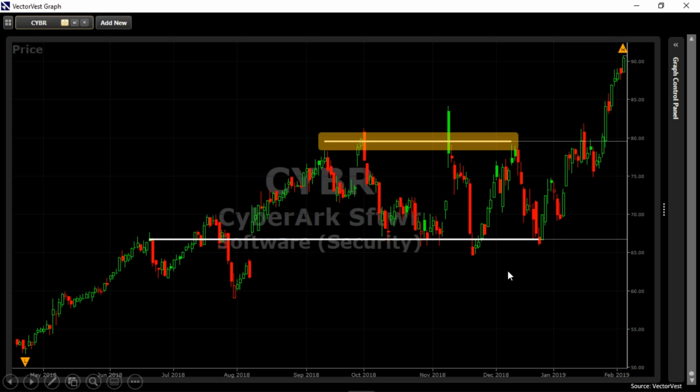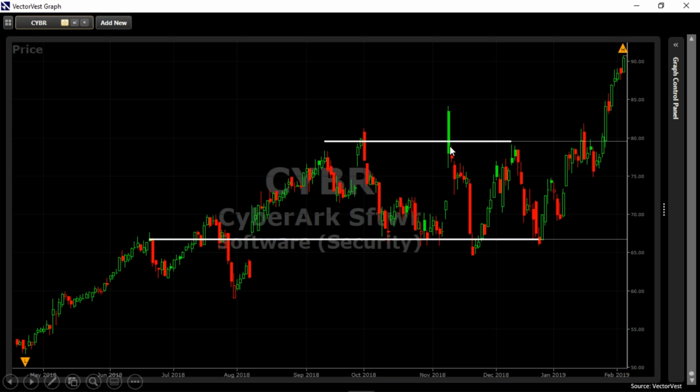Okay, so let's talk about how you use support and resistance in your trading. Number one, if you see price hitting support and bouncing off of it, that's bullish. That's a buying opportunity. Okay, price retracing from support is bullish. That's a buying opportunity.